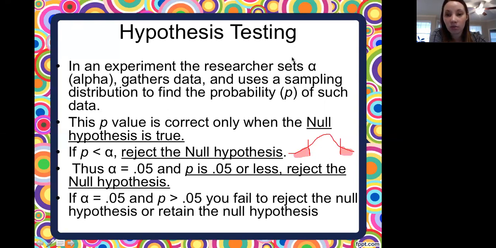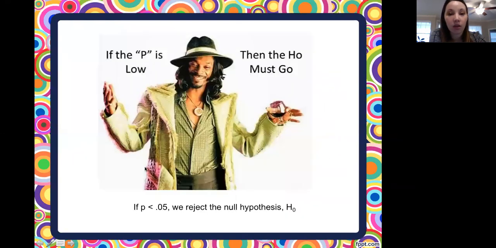So here is Snoop Dogg from Starsky and Hutch. He's Huggy Bear. He's saying if the p is low, the H0 must go. So if p is less than 0.05, we reject the null hypothesis, H0.